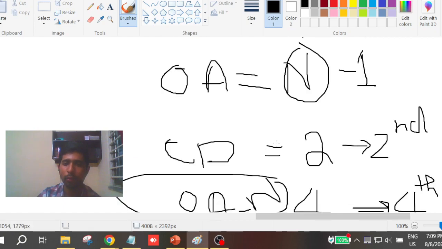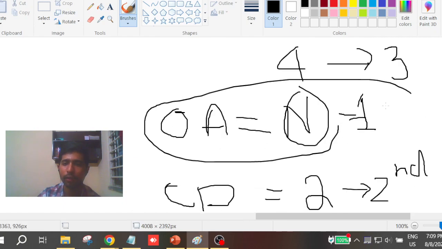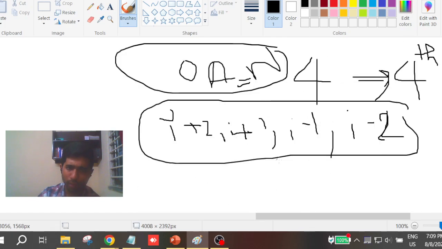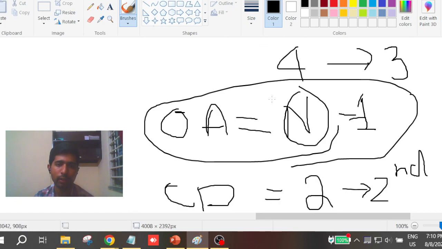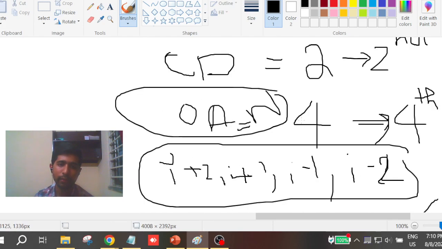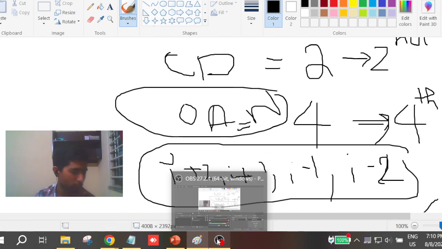This is how you determine the order of accuracy for a first order differential. Similarly, you can form the analogy for a second order differential also. This I have just told for f dash, the first order differential. For forward difference or backward difference it will be n minus 1, whereas for central difference the order of accuracy will be equal to n.